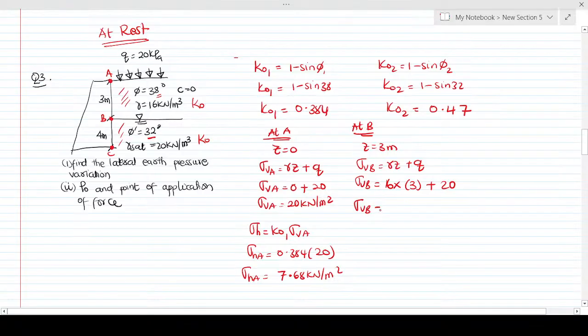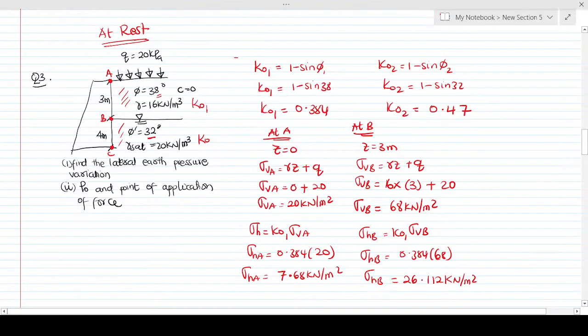So our vertical stress at B will be 58 kilonewton per meter square. And so our horizontal at B, we are still within the K naught 1 region, so K naught 1 times the vertical. My lateral pressure at B is going to be 0.384 times 58. 0.384 times this is going to give me 26.112 kilonewton per meter square.